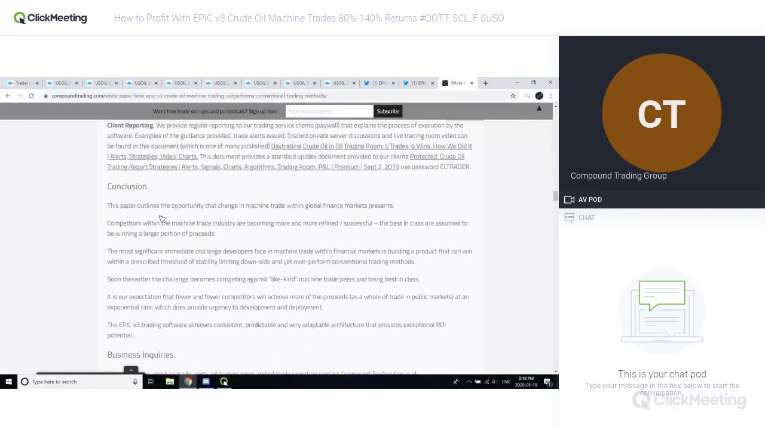So basically, the conclusion of the white paper is this: this paper outlines the opportunity that change in machine trade within global financial markets represent. Competitors within the machine trade industry are becoming more and more refined and successful. The best in class are assumed to be winning a larger portion of proceeds. The reason we know this is that at least 85%, and this is common knowledge now, at least 85% of oil contracts are traded by machine.